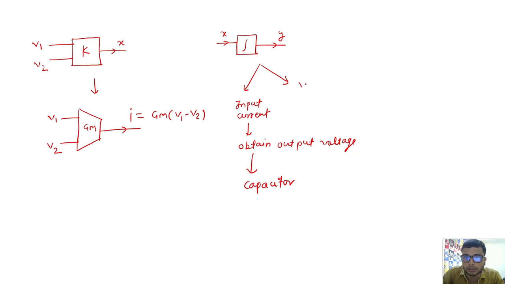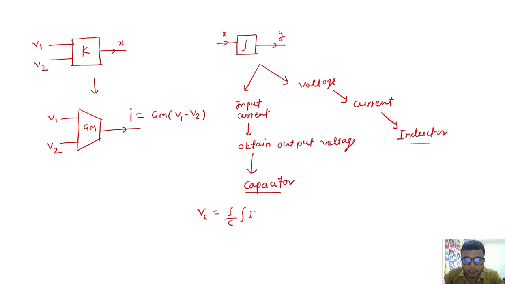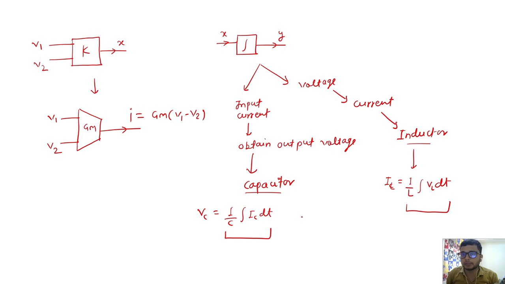If your input is voltage and you are obtaining some current which is nothing but the integrated form of that voltage, then this particular thing is done by an inductor. So two things are there in the fundamental elements, capacitor or inductor, for integration, because we know that capacitor voltage is 1 upon C integration of IC dt, and inductor current is 1 upon L integration of VL dt. So if we want to implement an integrator, we have two fundamental elements, a capacitor or inductor.